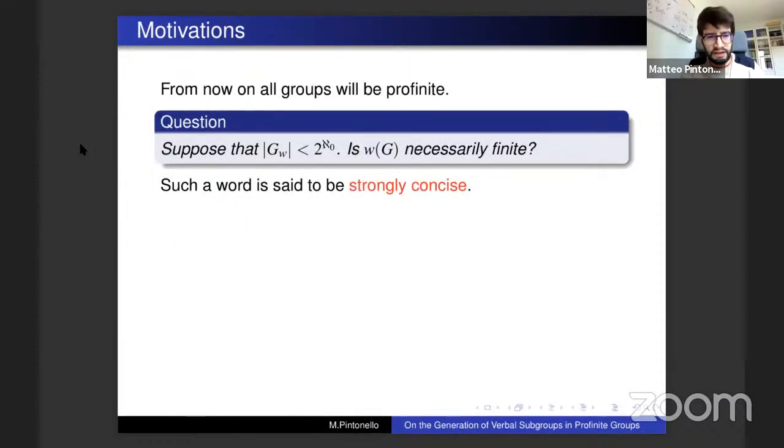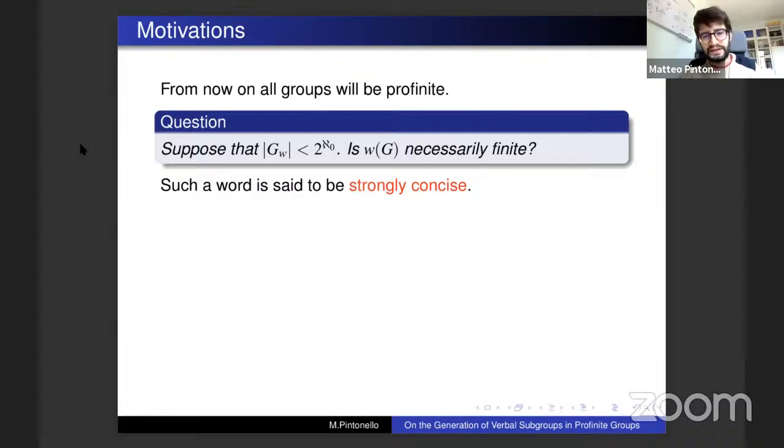At this point, people started working in profinite groups, as I said, and they realized that they could strengthen the conjecture, because in profinite groups, things are usually either finite or uncountable. For that reason, there is this strong conciseness conjecture, which supposes that the number of word values is less than 2 to the aleph 0. Initially, they thought countable.